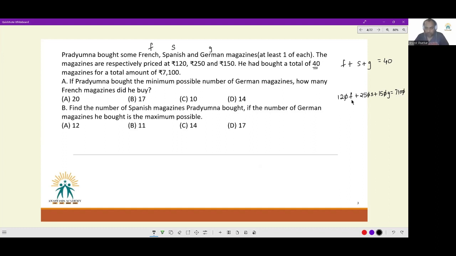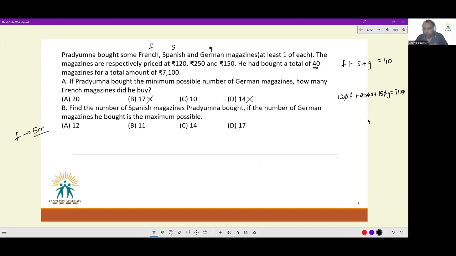I can also infer certain interesting things. I know that F has to be a multiple of 5, because 25S will be a multiple of 5 and 15G will be a multiple of 5. If I'm reaching a total of 710, F has to necessarily be a multiple of 5. So I can right away rule out these two options. They are definitely not valid. I know F has to be a multiple of 5.